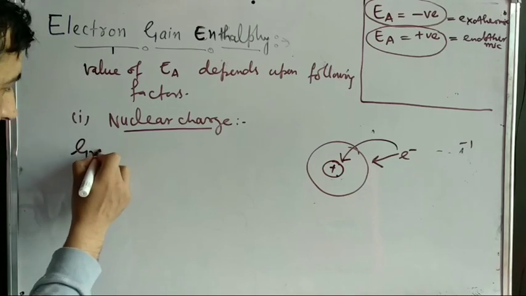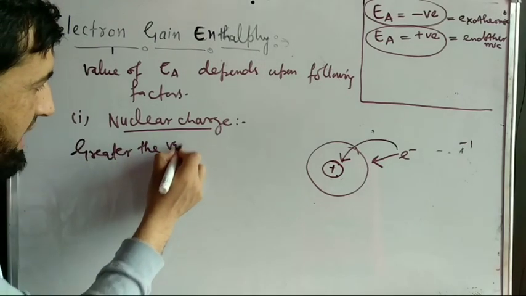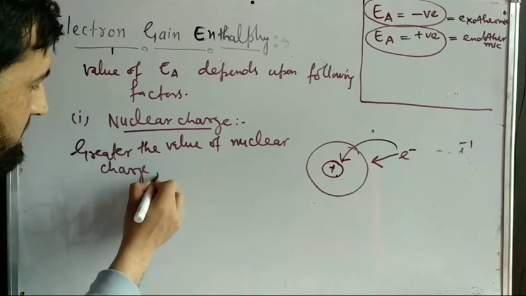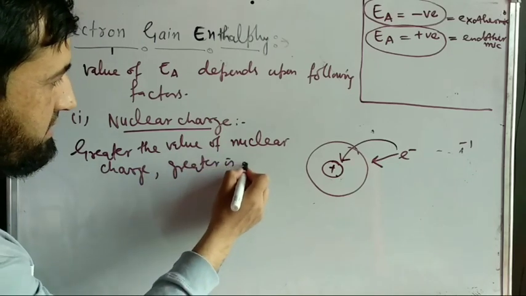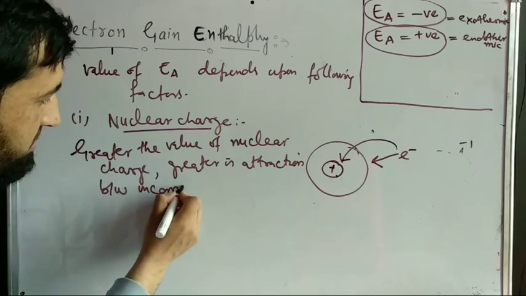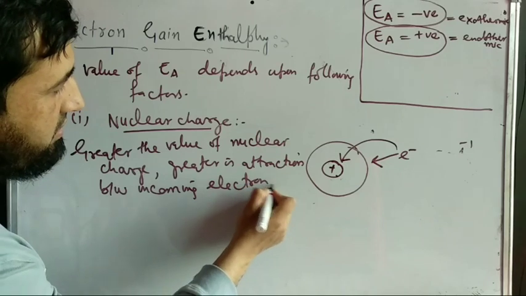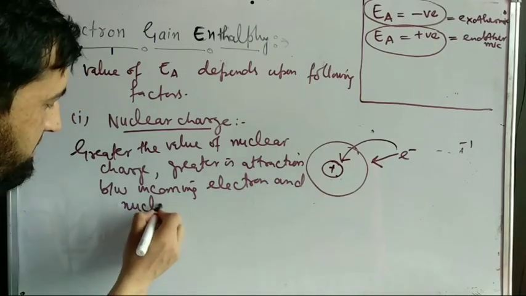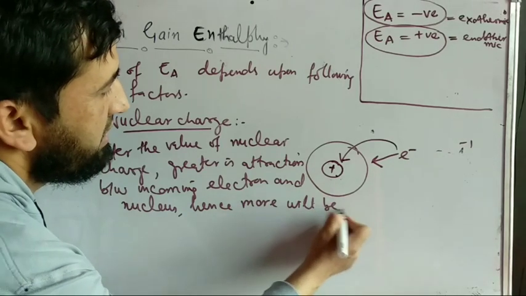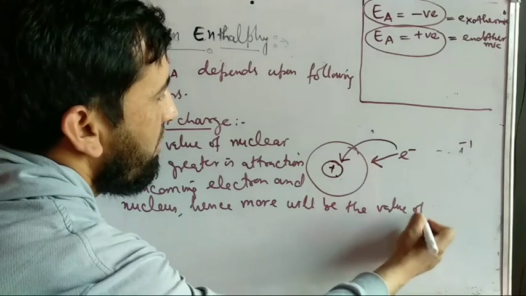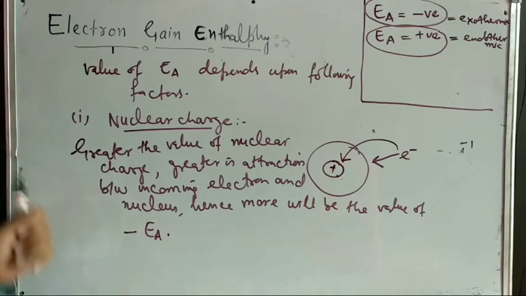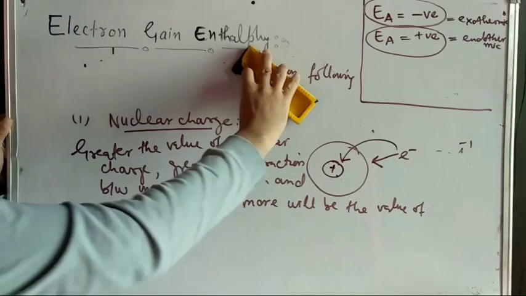So we can say that the greater the value of nuclear charge, the greater is the attraction between the incoming electron and the nucleus. Hence, more will be the value of negative electron gain enthalpy. Now let's discuss the effect of atomic size.